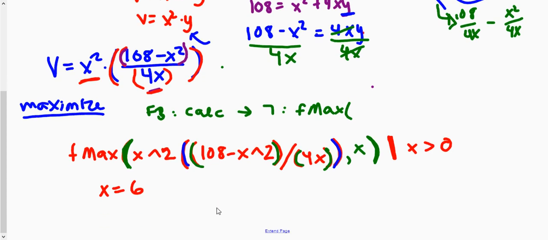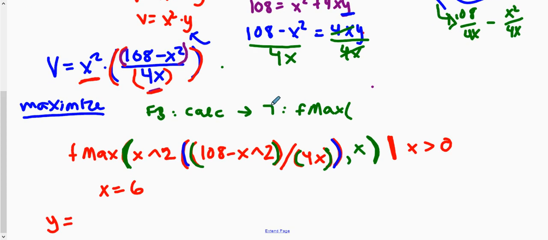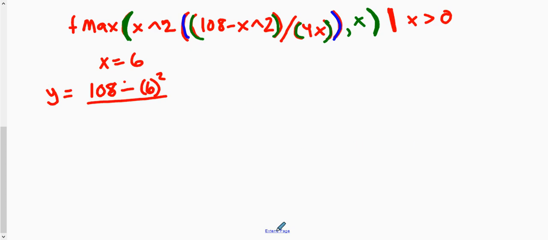From there, we can find our y because we have to get both dimensions. So to find y, we're going to plug it back into our equation up here, which is (108 minus x squared) over 4x. So we have 108 minus 6 squared over 4 times 6. When you do that, you get 3.